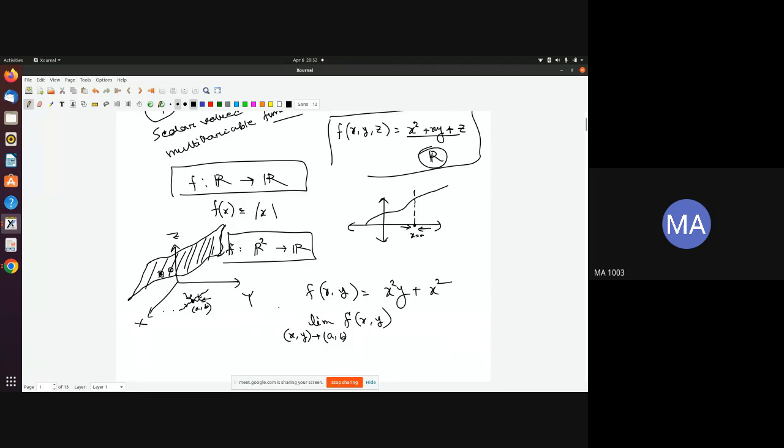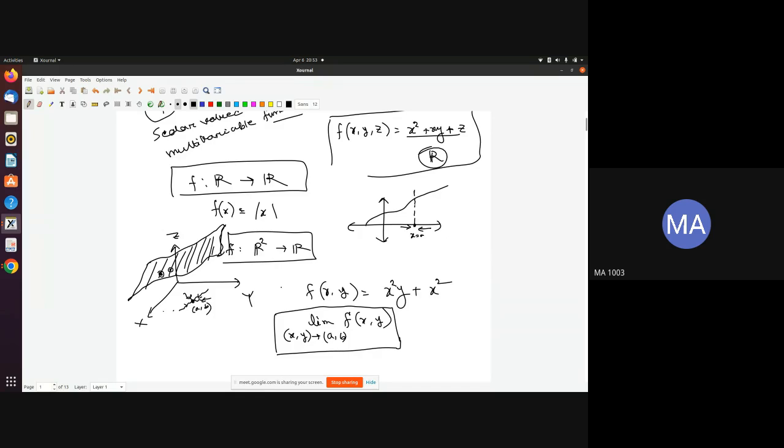So if the limit of (x,y) tending to (a,b) has to exist, then what does it mean? It means that if we choose any arbitrary path, all the values should be the same. Now in the earlier case, for one variable, there are only two ways, so we can check directly. But here there is no way to check all the paths, because there are infinitely many. How many will we check? We cannot check each path. There is no way to do that.